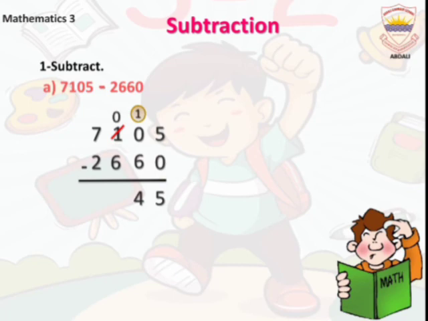Now students, what do we do now? We subtract hundreds place. But in hundreds place, on top of 6, 0 is there. So what do we do, students? We borrow from thousands place. When we borrow from thousands place, at hundreds place it's 10. Now we subtract 6 from 10. When we subtract 6 from 10, we get 4.